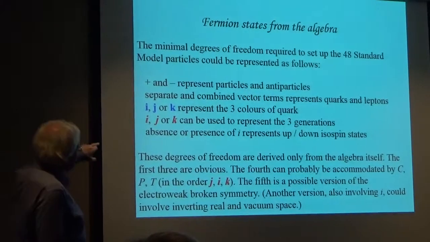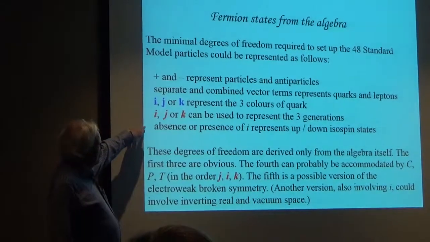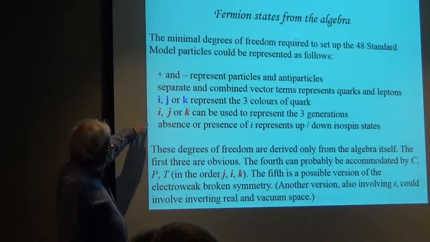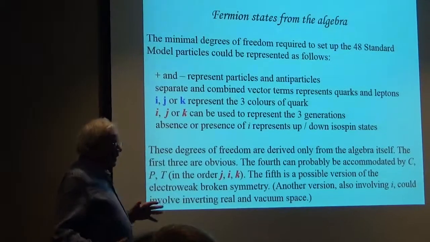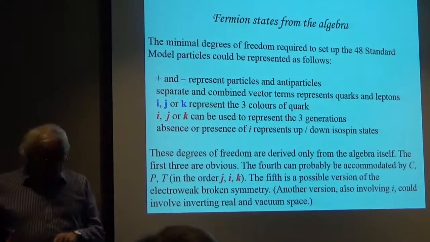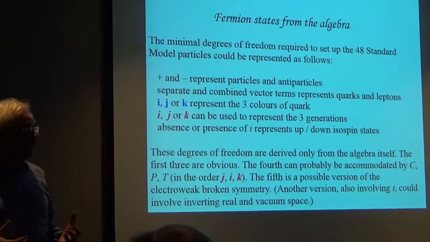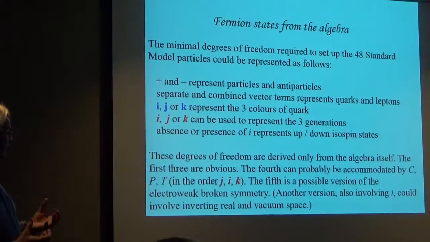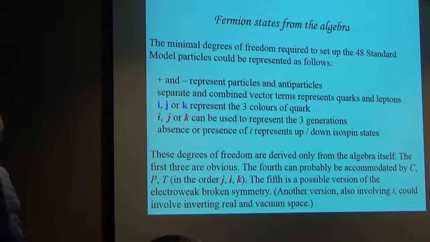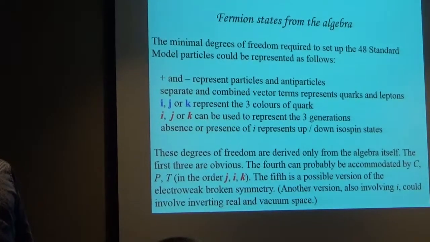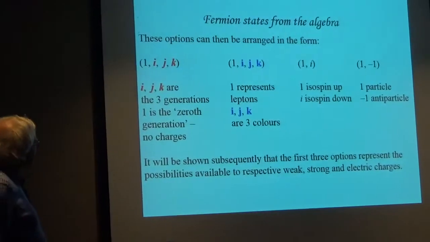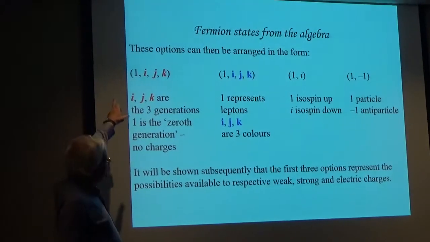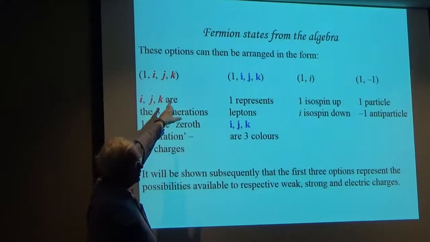This is the one that's not obvious. I represents up or down isospin. But when you look at it, weak isospin is to do with the symmetry breaking over electroweak, which is to do with complexification. So let me write it this way. I could compose the 64 units that way.